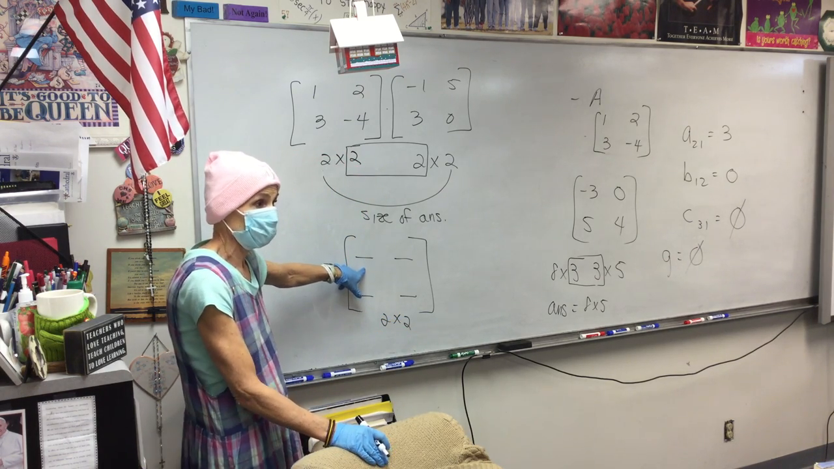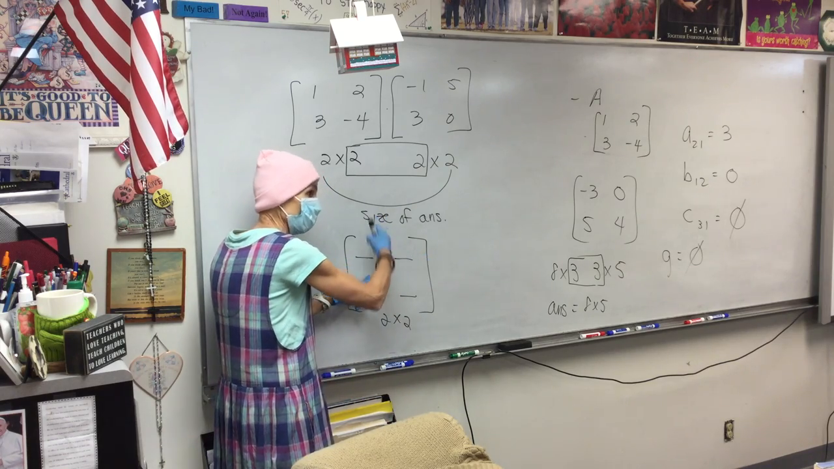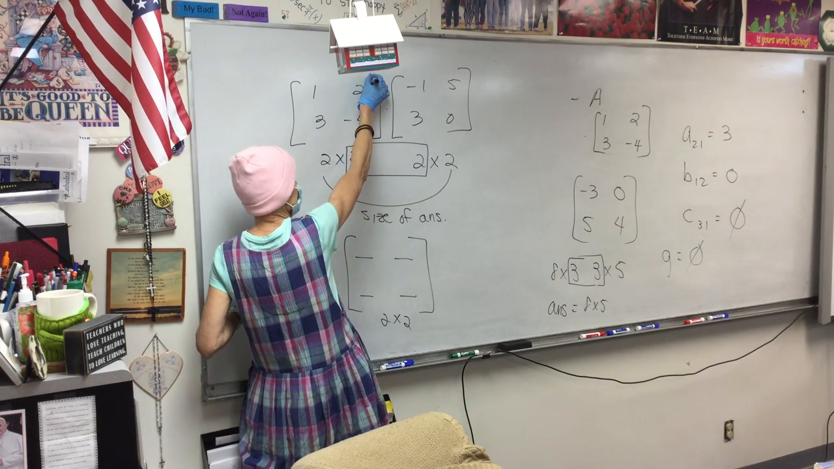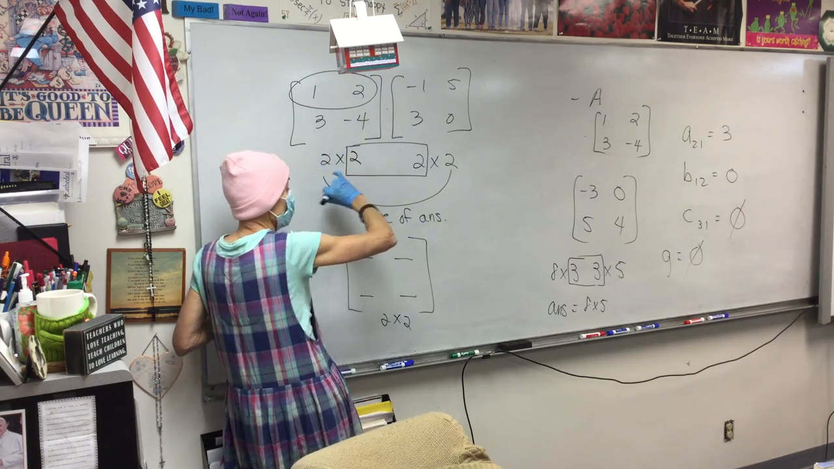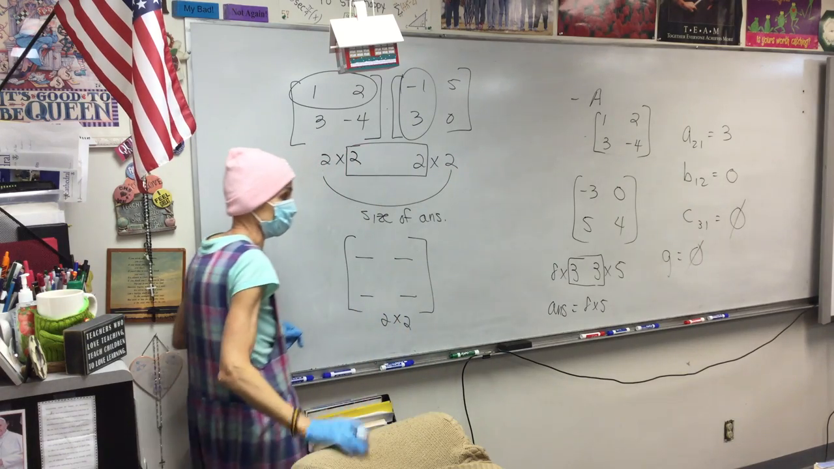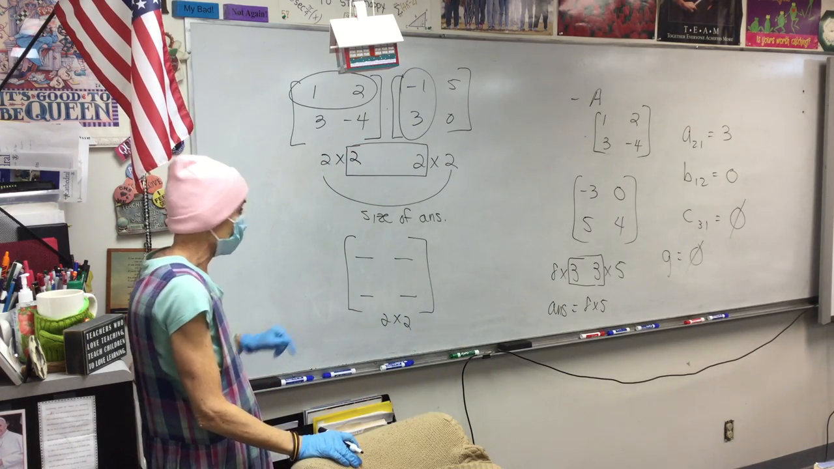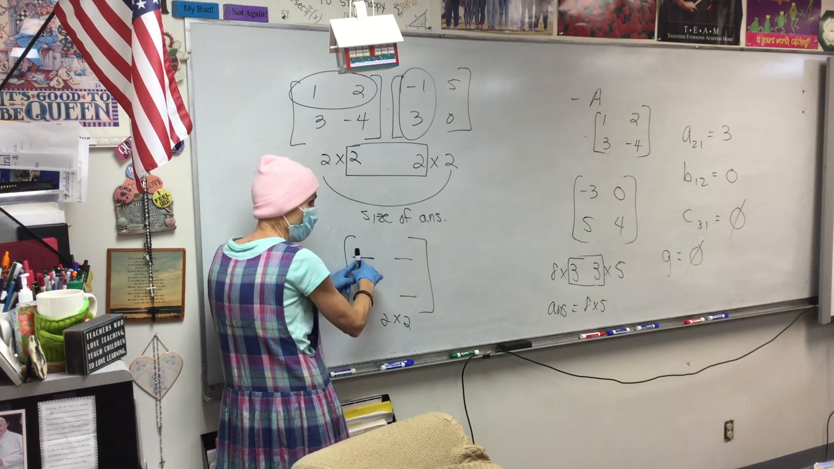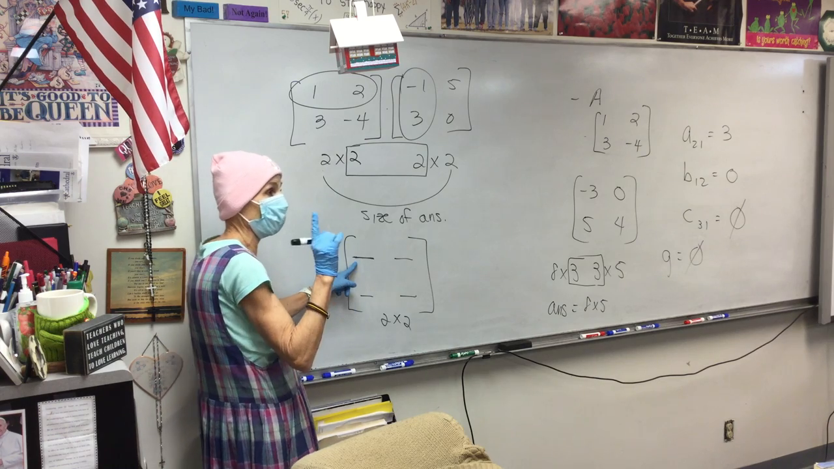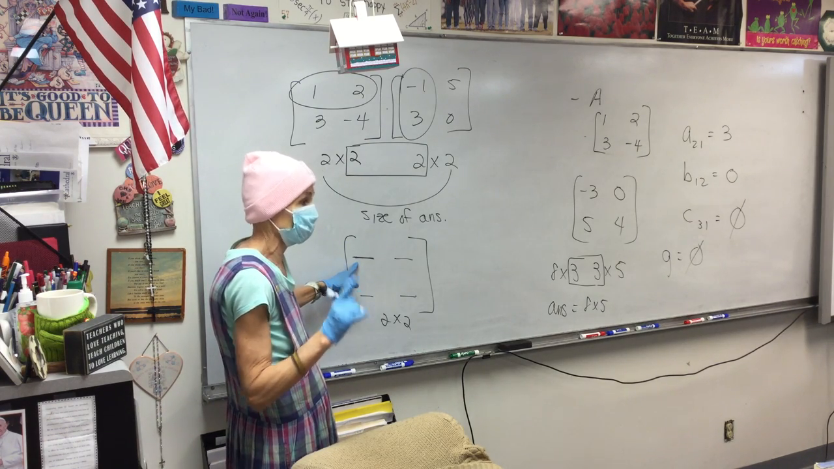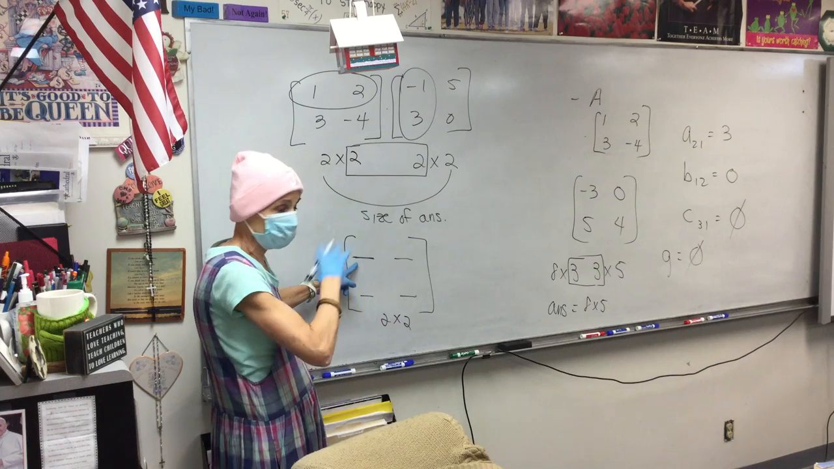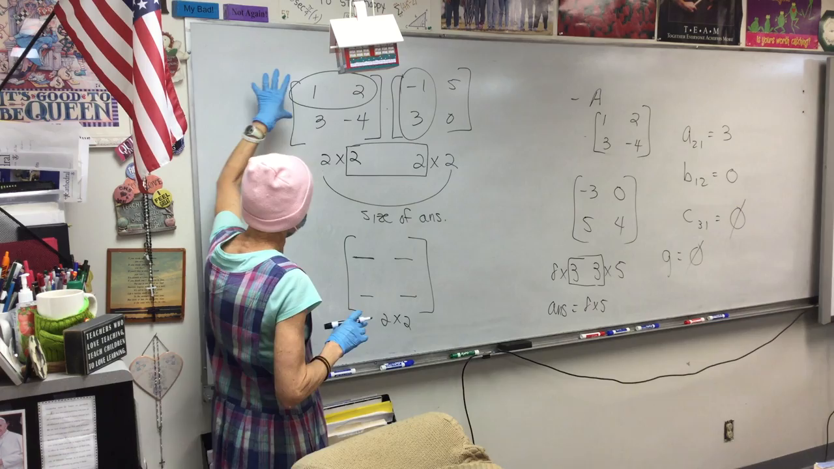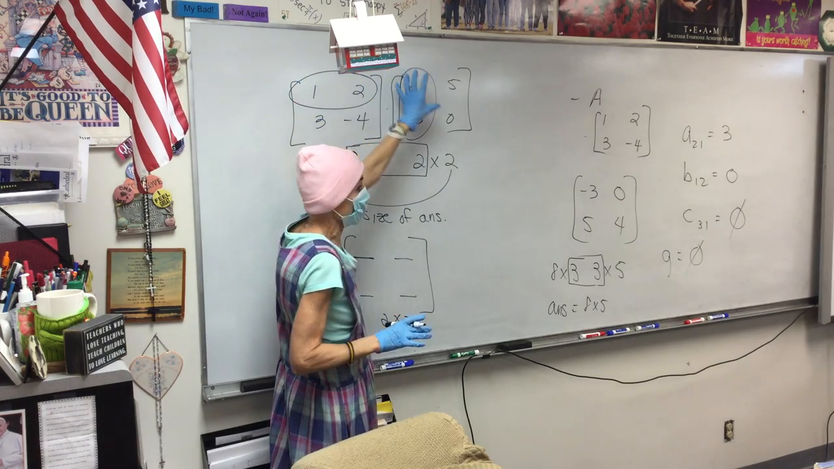This number is in the first row, first column. Would you agree with me? Yeah. So I want you to draw a circle around the first row and the first column. You are finding this number right here, which is in row 1, column 1. Remember, always rows first. Everything we do, dimensions, everything, is rows first. So I'm going to draw a circle around row 1 and column 1.